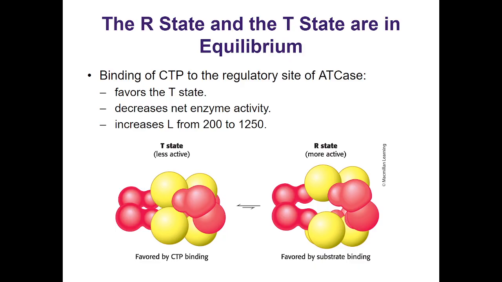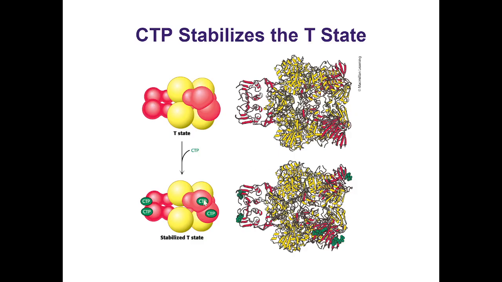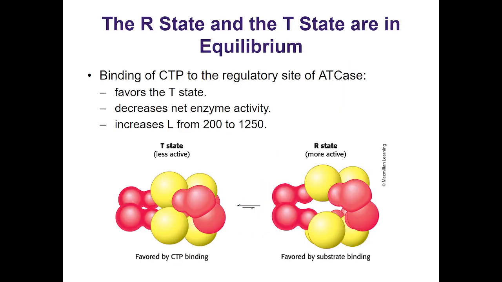So this is the ATCase that we were talking about, and we had left off on the binding of the CTP to those regulatory sites, like so. That's the CTP being bound to the regulatory sites. Remember, this is that feedback inhibition, right? Now, this right here is the T state. This is the less active state. This is the state that's going to be favored by binding CTP. The R state, on the other hand, is favored by substrate binding, and this is the more active state.